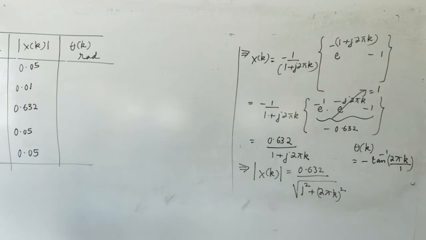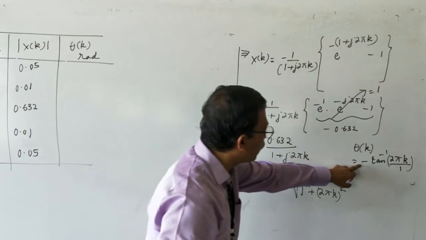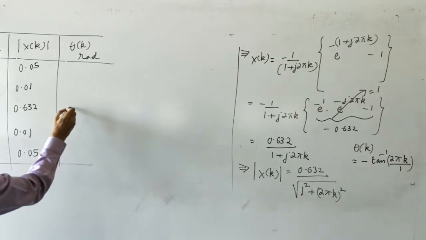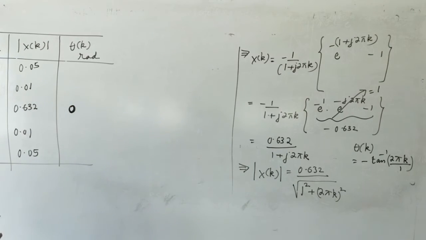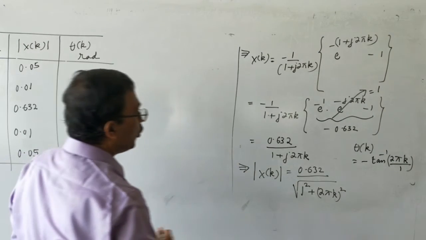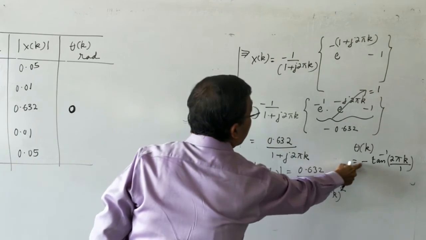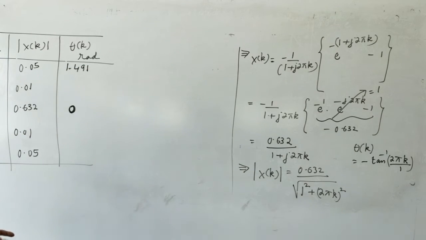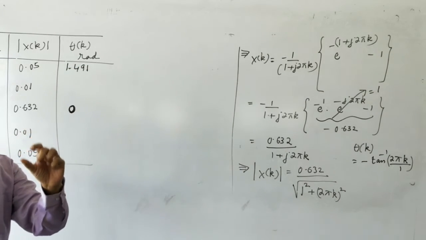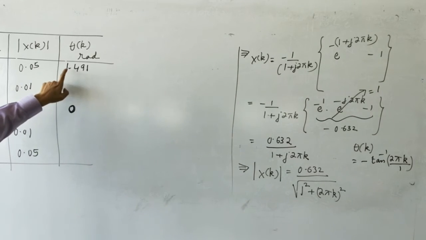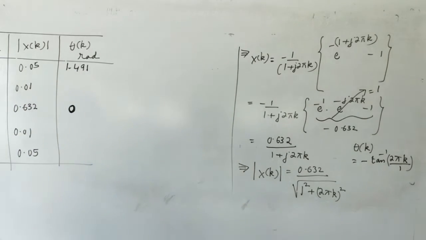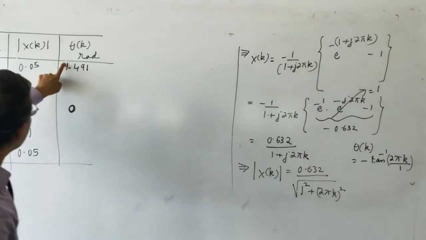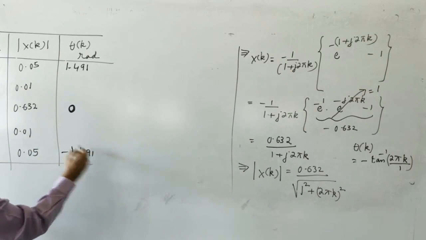Now come to the angle part. Now you come to this expression. When k is 0, the angle is 0; an odd signal must always be 0 at the origin. If you put k equal to -2 in this expression, you will get 1.491 radians. Please calculate. So the calculator must be in the radian mode when you do this analysis. It should not be in the degree mode. When you put k equal to 2 here, you will get the negative of this angle because it must exhibit odd symmetry.